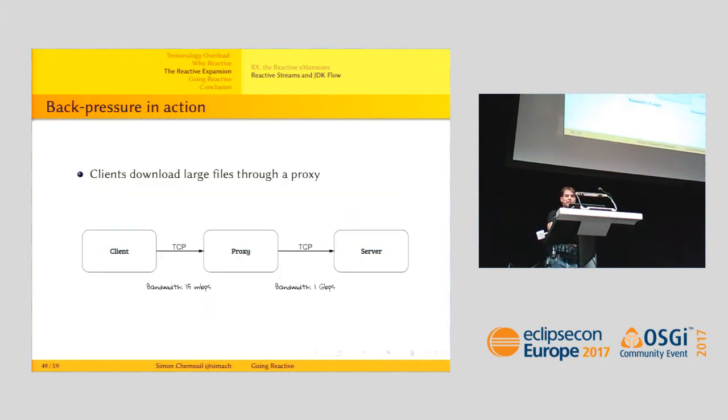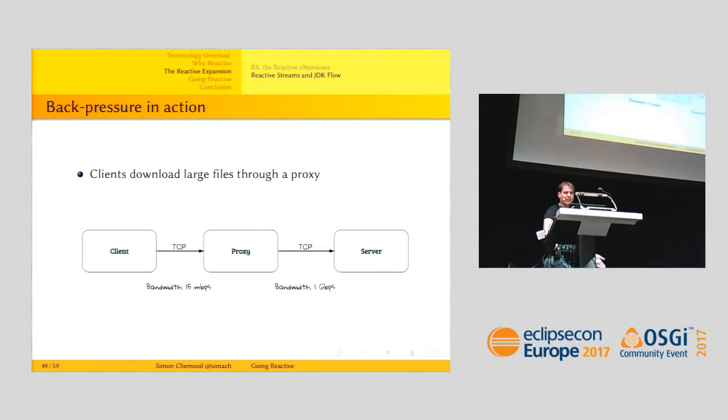So this is a canonical example of back pressure. A client or clients are asking to download very large files through a proxy. They have a bandwidth to the proxy of 15 megabit per second, sorry. And the proxy to the server can go much faster, 1 gigabit per second, right?